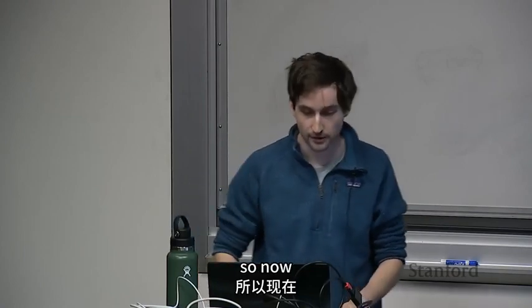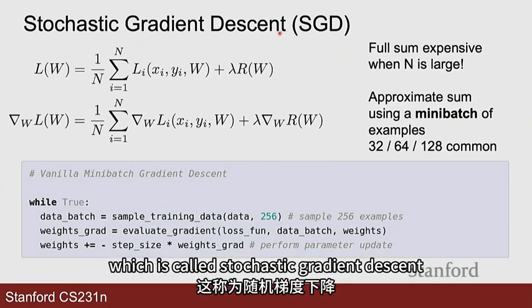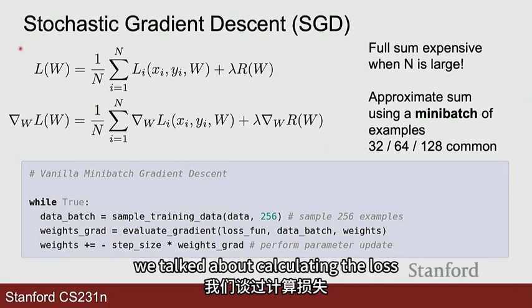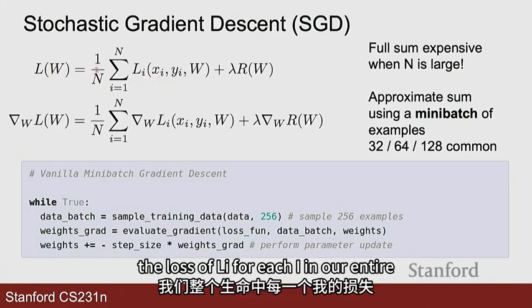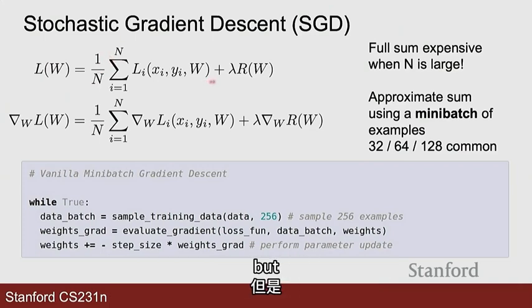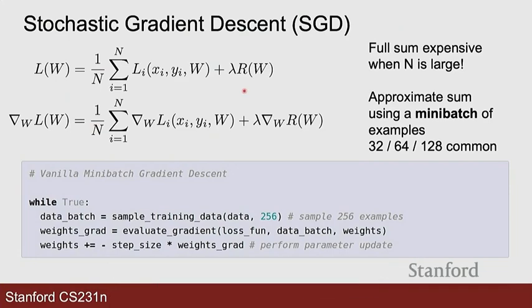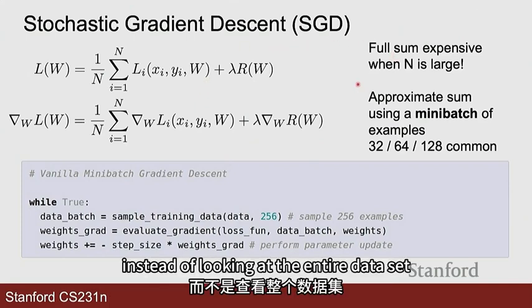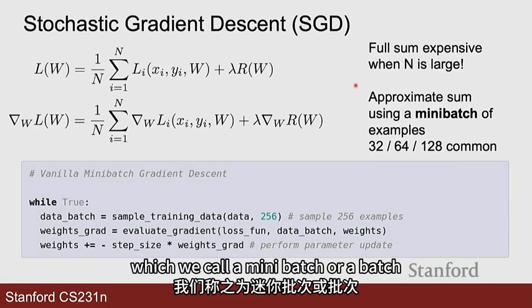Okay. So now I'll talk about the most popular variant of gradient descent, which is called stochastic gradient descent. When we talked about gradient descent before, we talked about calculating the loss of our weights by summing over our entire training set the loss Li for each i in our N training examples. But this is potentially a lot of computation if we have a very large data set. So what stochastic gradient descent does is that instead of looking at the entire data set, we're looking at a subset each time, which we call a mini batch or a batch of data.